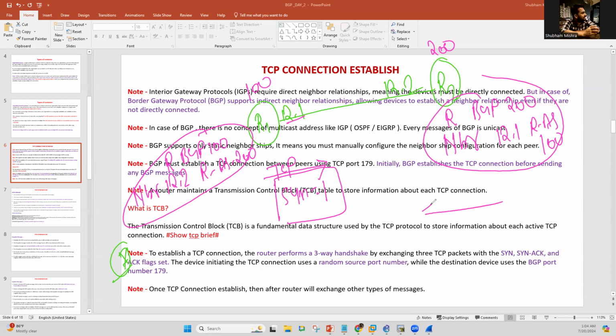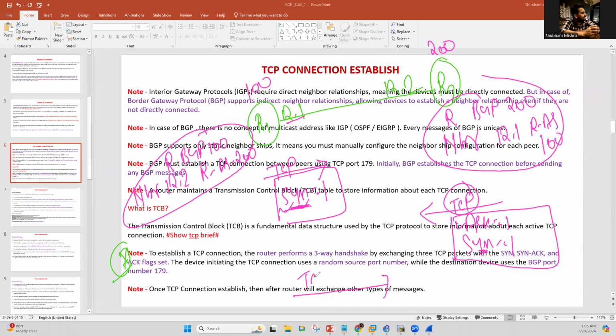What will R2 do? R2 again sends one TCP packet. In this TCP packet, R2 is enabling two flags. First of all, R2 is sending the acknowledgement of this SYN. So it means the acknowledgement bit will be 1. R2 is enabling the acknowledgement bit in its TCP packet and sending towards R1. What do you mean by acknowledgement? R2 is sending the acknowledgement of R1's SYN. And in the same TCP packet, R2 enables its own SYN bit. It means in this TCP packet, R2 is telling two things: the acknowledgement of this SYN, and its own SYN message. This packet will reach R1.